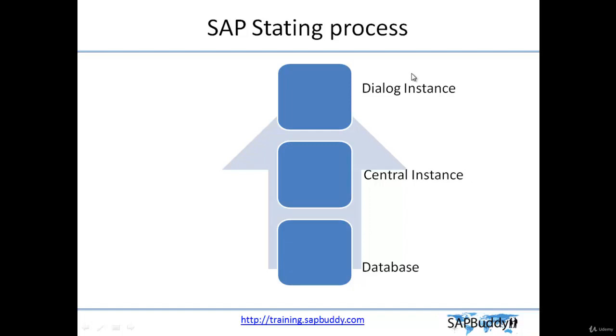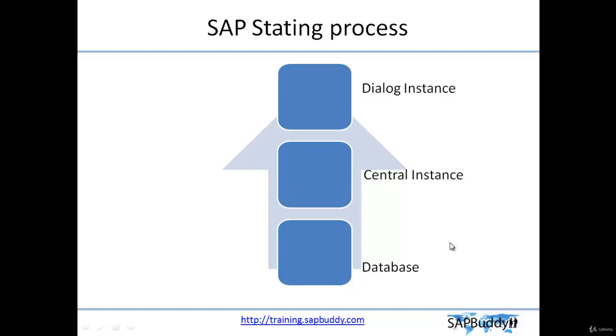So the startup process is quite simple. You need to start the database, then the central instance, then the dialog instances. This also applies to the ABAP as well as the Java stack. However, to run the Java stack, you need to have the ABAP system running, if the Java and ABAP are available in the same system. So you will initially start them together, then it will first start the ABAP system, then it will start the Java system in sequence.